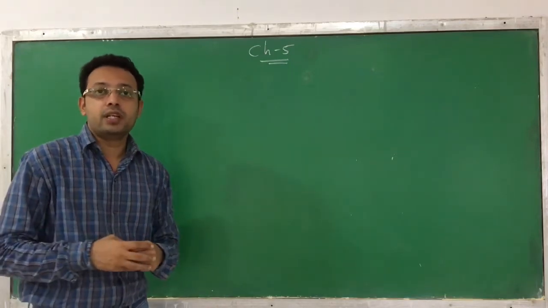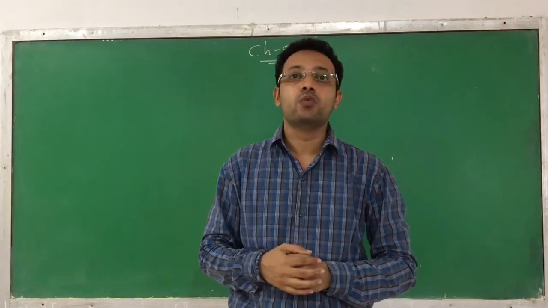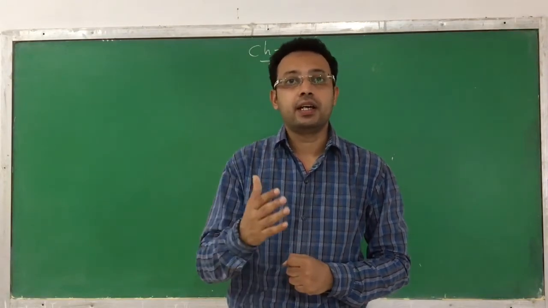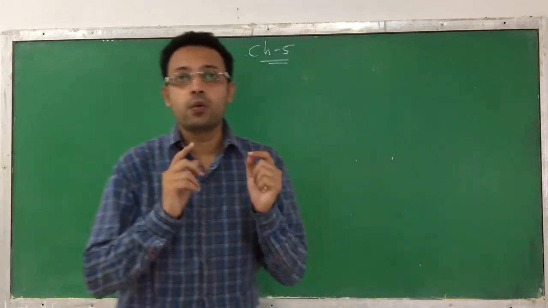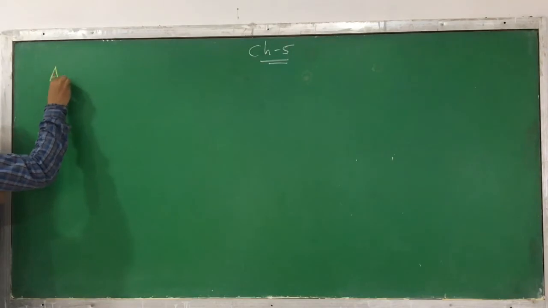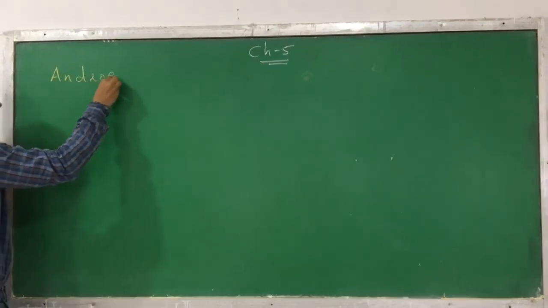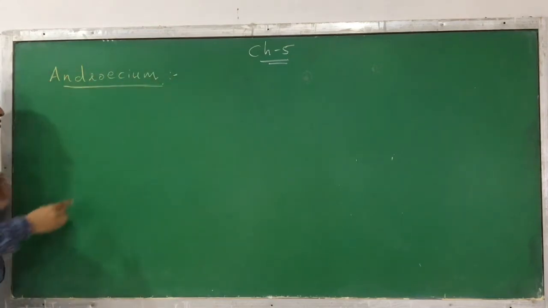Now today we have to learn about the two important reproductive whorls of a flower, and those are Androecium and Gynoecium. So we will discuss each one by one. Let us first start with the first whorl, that is called Androecium. Okay, what is an Androecium?